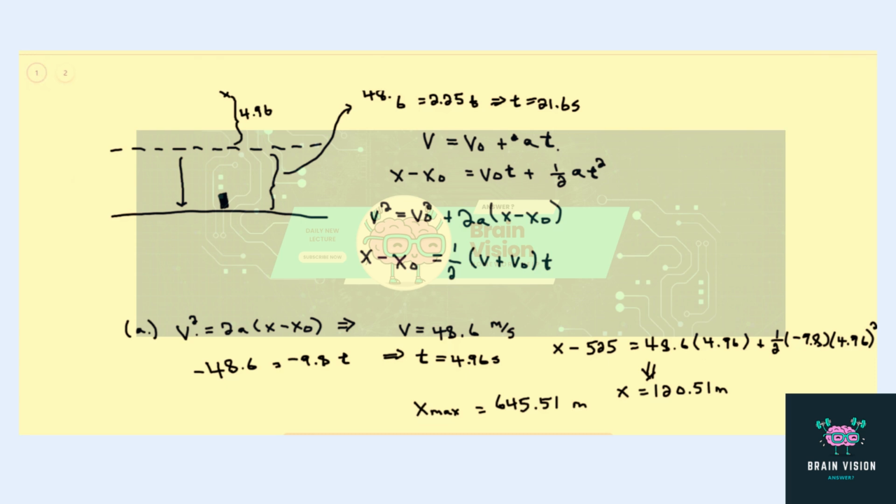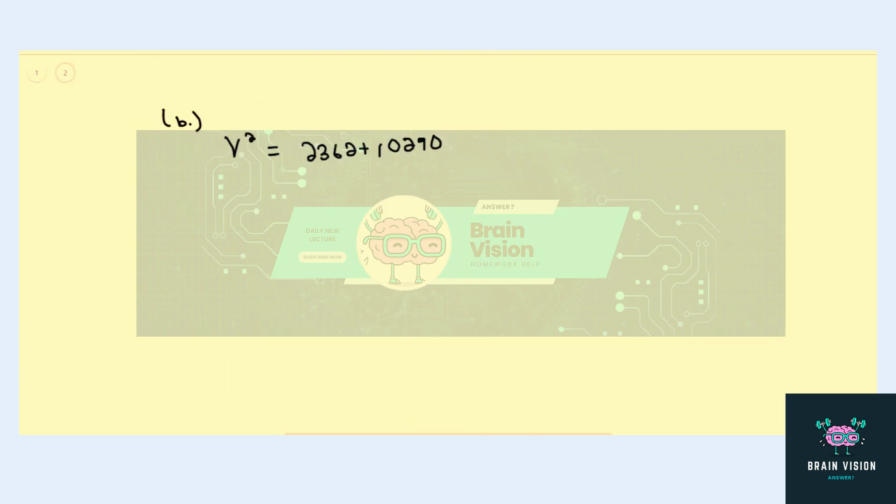V naught is negative 48.6 at this point after it falls down. A is still negative 9.8, and then x minus x naught is negative 525. And then whenever you plug those numbers in, you get these. Then you add those together and take the square root, and you get that v is equal to negative 112.5. When you take the positive square root, you won't get a negative here. But we know that since the rocket is moving down, it must have a negative sign. So we can take the negative square root of this, and that's what we should do. This is in meters per second, by the way.